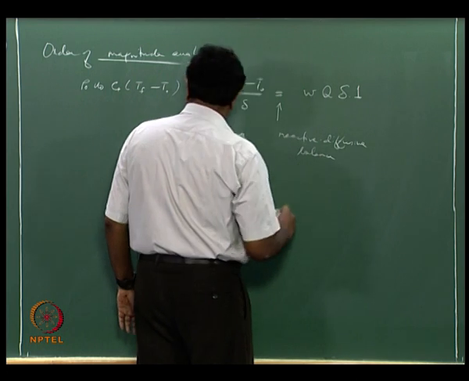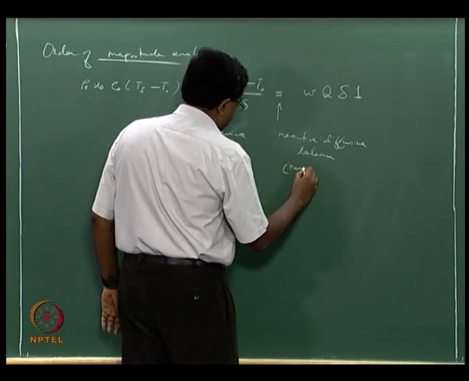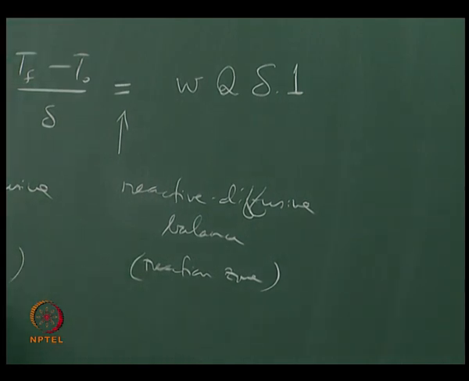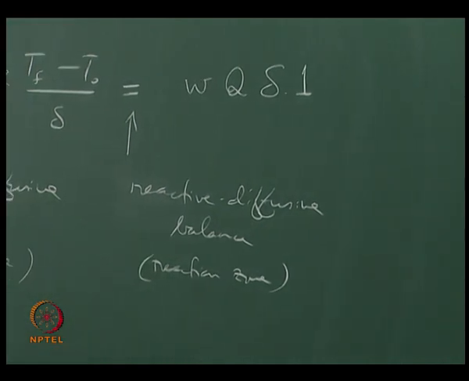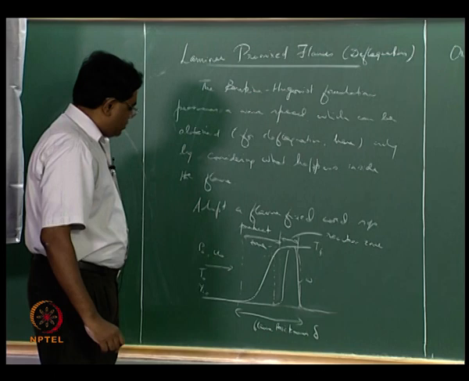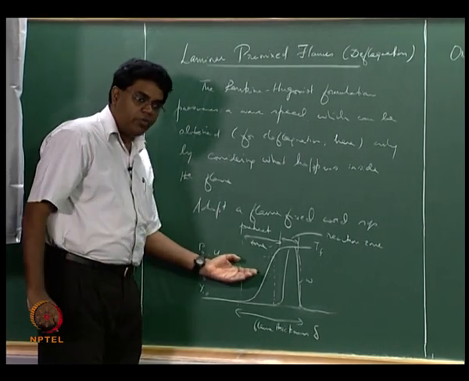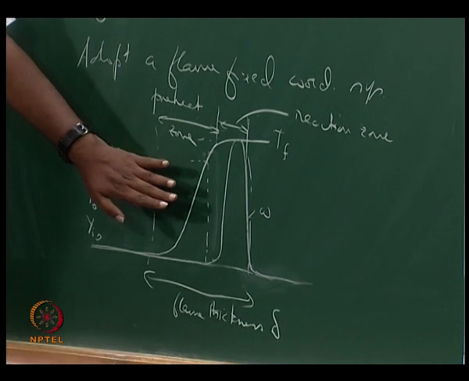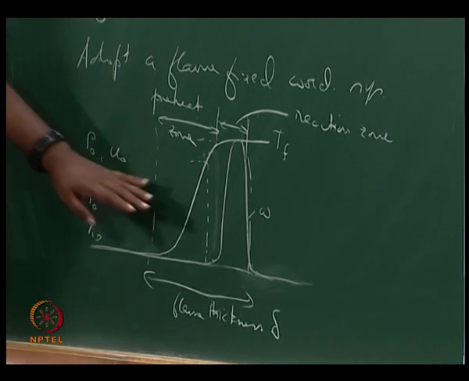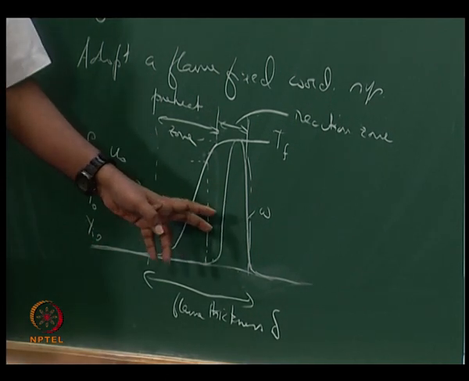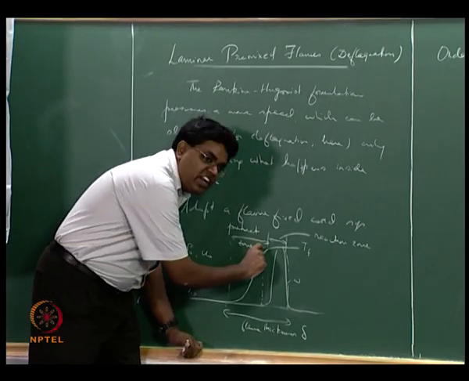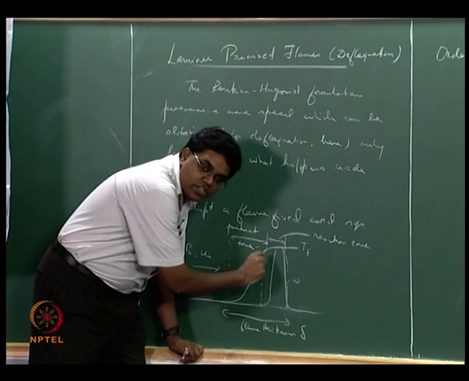Reactive diffusive balance. So this is the reaction zone, right? Many times the technical way of talking about a preheat zone is to say that this is a convective diffusive zone and this is a reactive diffusive zone. Why didn't we have to worry about convection here? Because we are not talking about any appreciable change in temperature in this.